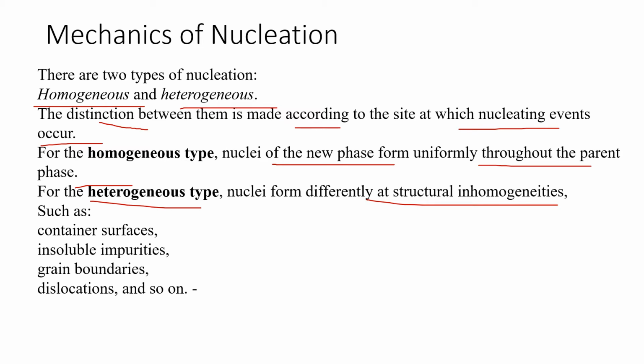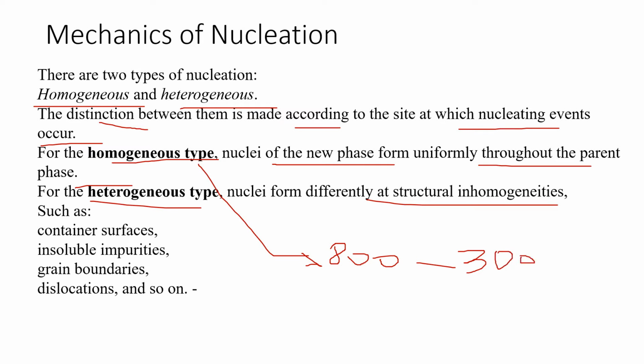Further, for the homogeneous type of nucleation, nuclei form uniformly throughout the parent phase. It requires considerable supercooling, in the range of 800 degrees centigrade to 300 degrees centigrade. That is the supercooling range.